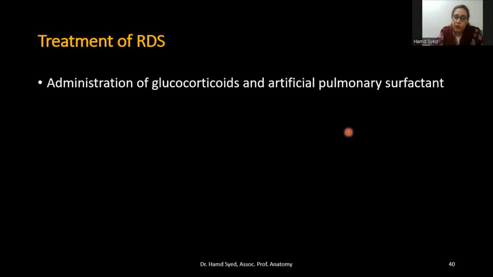Fortunately, the treatment of IRDS is now available, and that is the administration of artificial pulmonary surfactant. Glucocorticoids are also administered to boost the production of the natural surfactant. And this has decreased the incidence of IRDS.